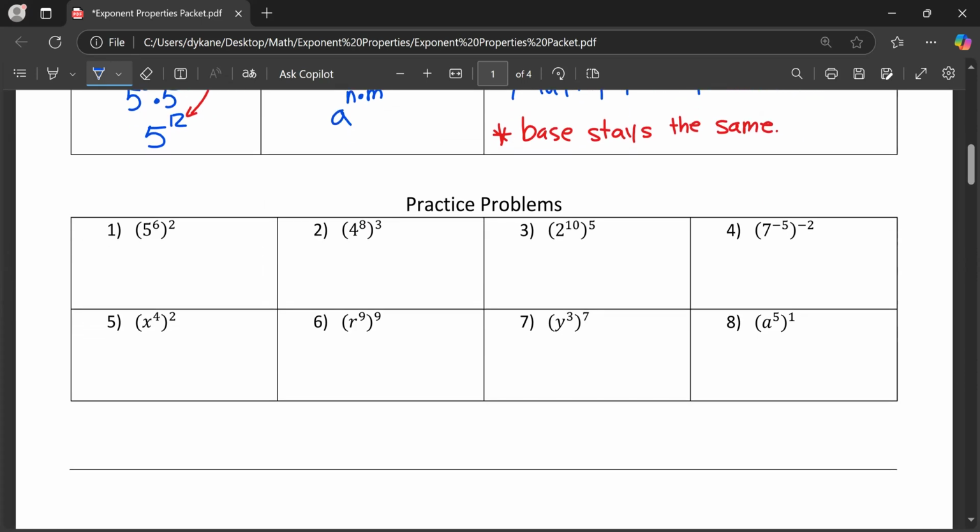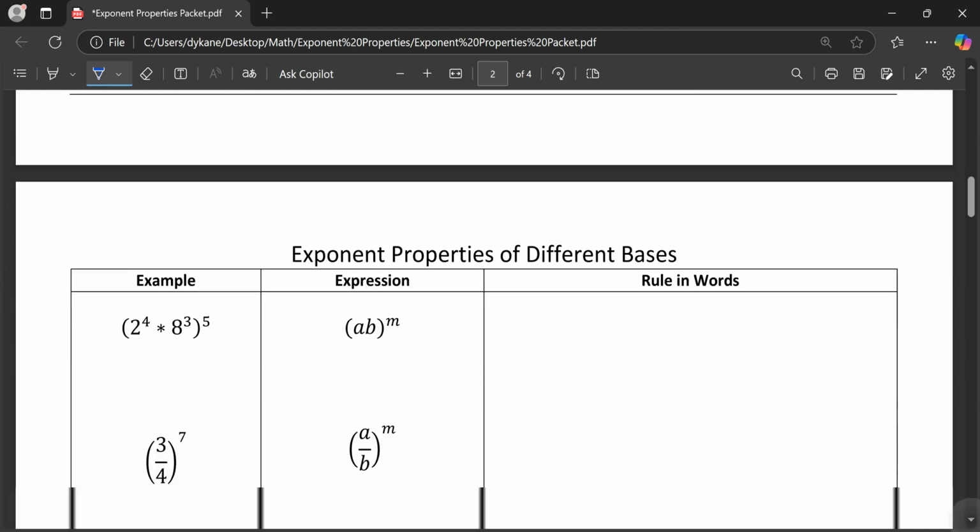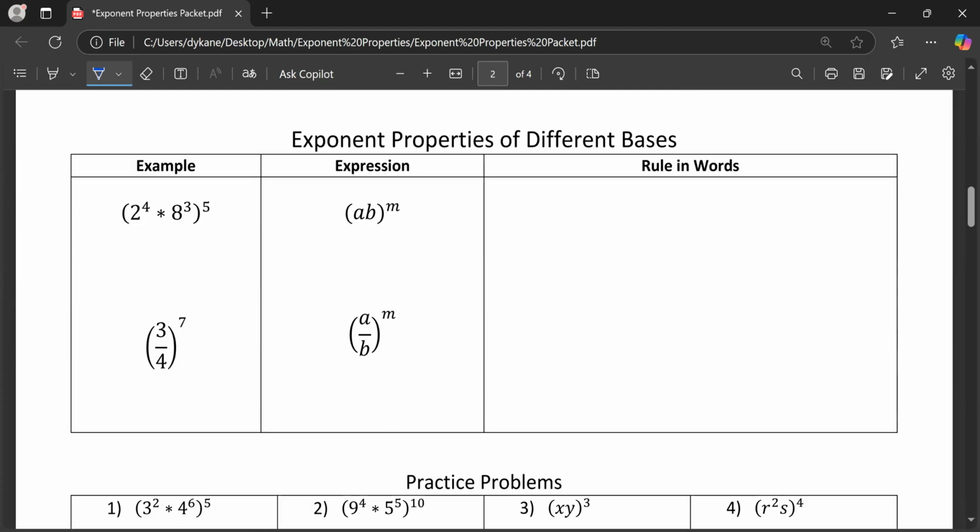So again, you have a few practice problems. Go ahead and try that property of nested exponents. Pause the video. All right. We got quite a few properties.